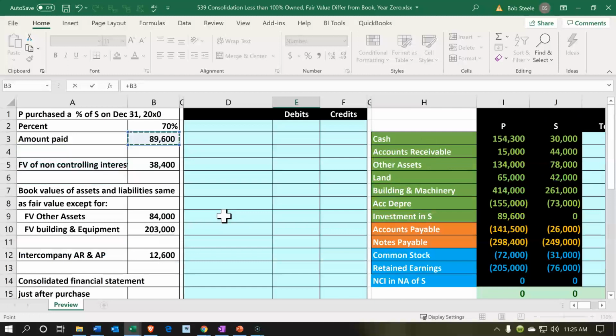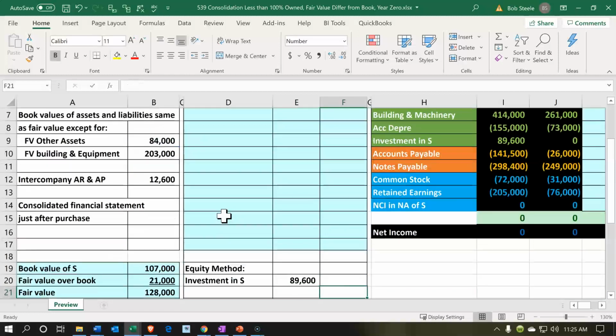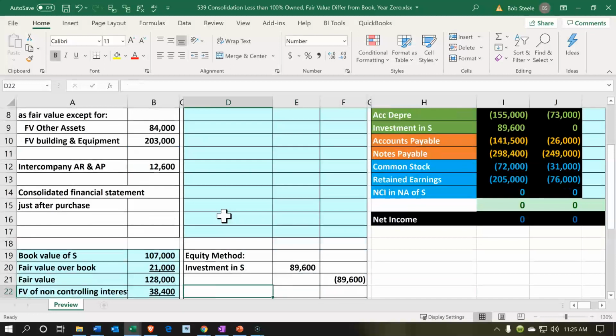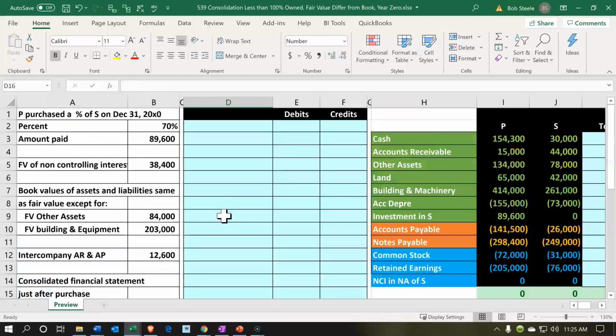So that's how much they paid. And if they were to pay cash, then the credit would be going to cash. So let's just say cash. I'll just type that in. So that's pretty straightforward. That's where this number would be coming from, right? Because there's been no activity since that point in time.